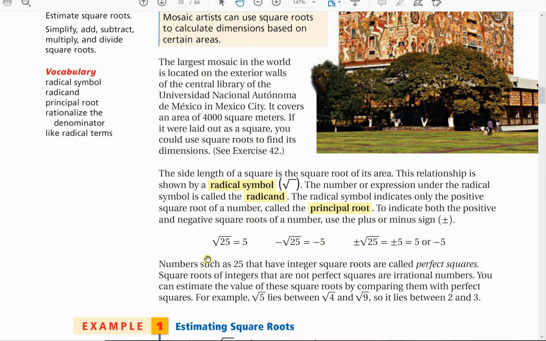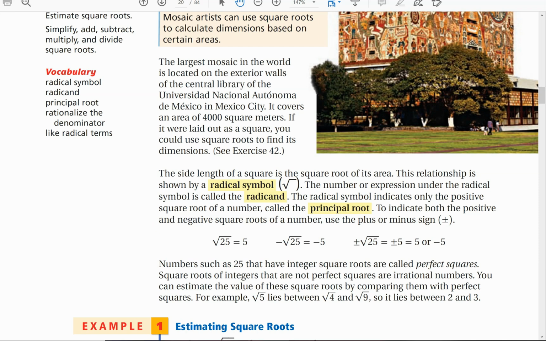Why do we have to worry about a negative? Well, think about it. 25, square root of that is 5, because 5 squared is 25. Now, if I have negative square root of 25, that means I'm going to have negative 5. If I have plus or minus the square root of 25, that means I have plus or minus 5. It could be 5 or it could be negative 5. Because if I take negative 5 and I square that, remember, two negatives make a positive. So there are actually two solutions to every square root equation or square root operation. But we really only worry about the principal roots.